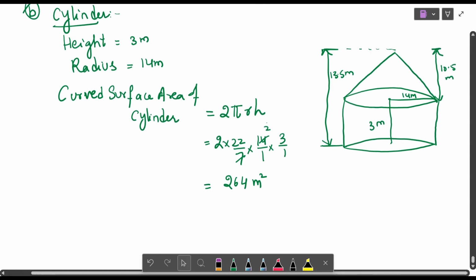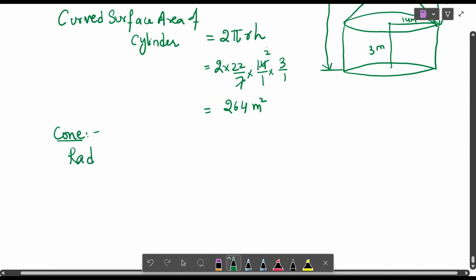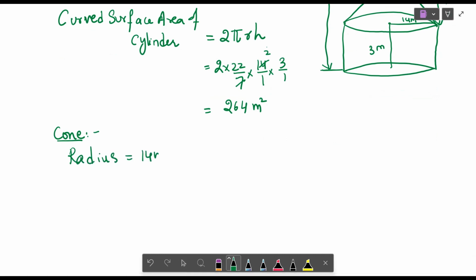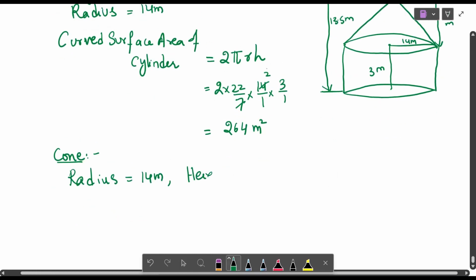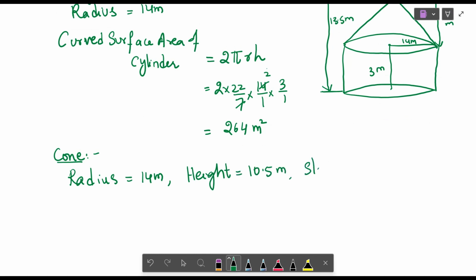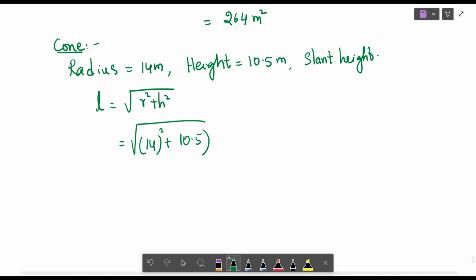Now let us write the cone part. The radius of the cone is nothing but the radius of the cylinder, so the radius of the cone is also equal to 14 meters. The height of the cone is 10.5 meters. We don't know the slant height, so we have to find it. The formula is L equals square root of R square plus H square. That is equal to square root of 14 square plus 10.5 whole square.